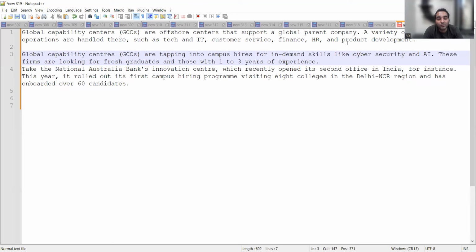The positive news is that the Global Capability Centers, the GCCs, are tapping into campus hiring, and they will be starting campus hiring. They will be looking for people with a skill set in cybersecurity and good expertise in AI. Recently, we also got news about National Australia Bank. This bank went for a campus hiring program, visited 8 colleges in the Delhi NCR region, and has onboarded 60 candidates so far.